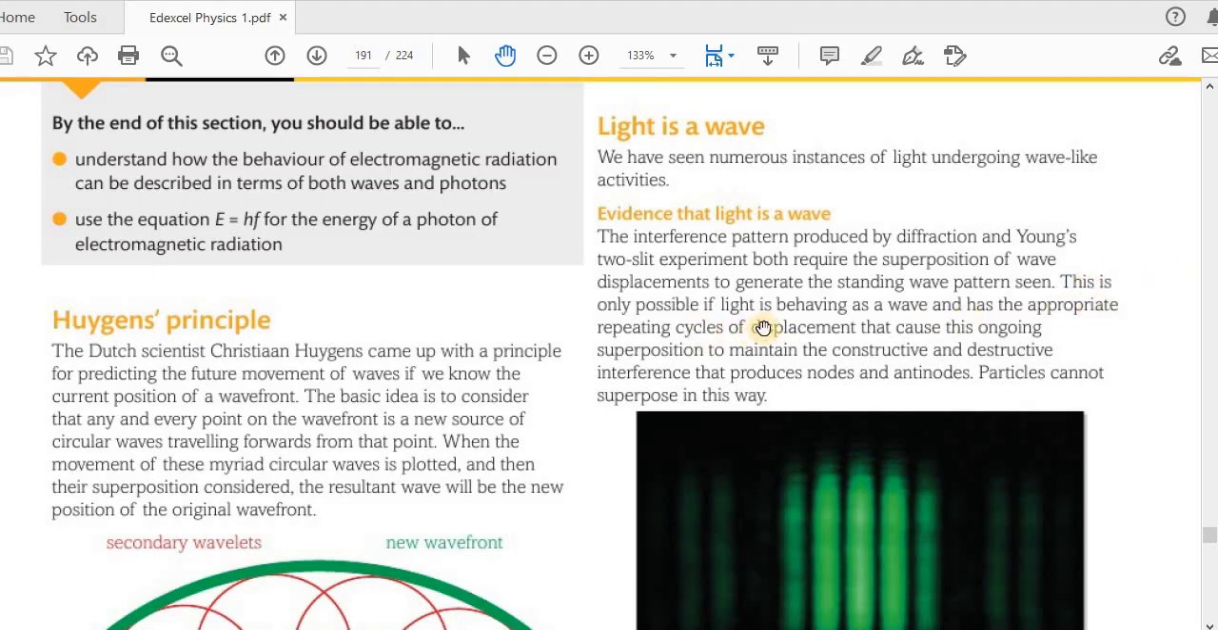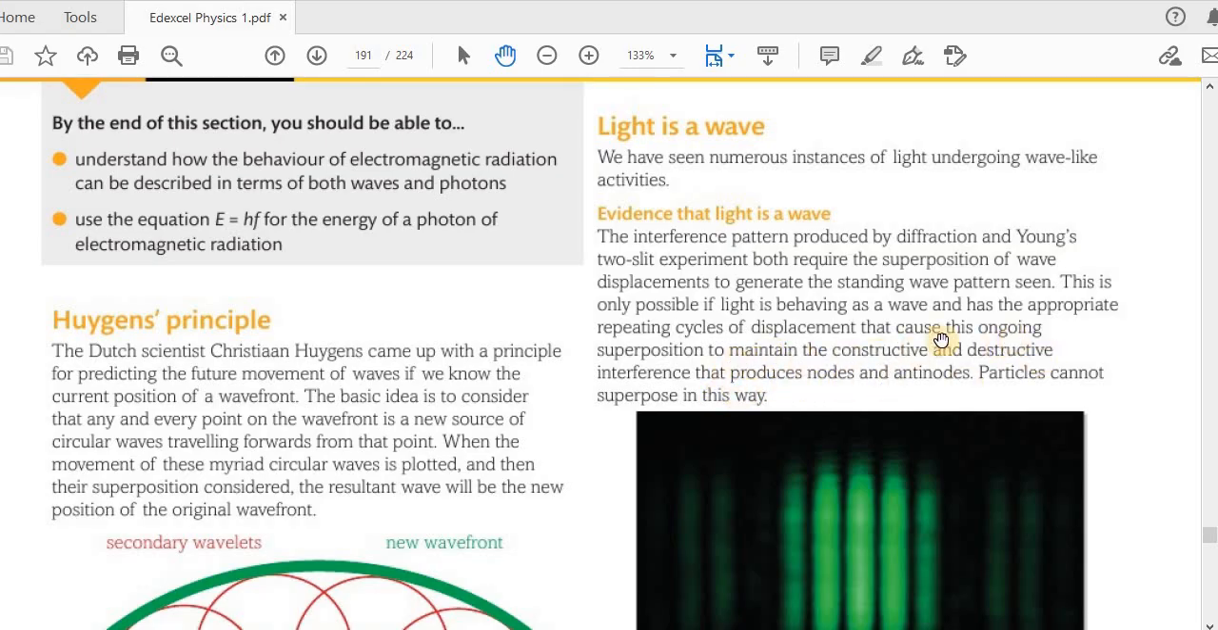All right, this is only possible if light is behaving as a wave that has appropriate repeating cycles of displacement that cause this ongoing superposition to maintain the constructive and destructive interference. So when superposition happens, that is when, let's say, the crest and the trough come together, there is destructive interference at that point. If the crest and crest or trough and trough come together, we have constructive interference. So constructive interference produces the bright fringe, destructive interference produces a dark spot or a dark fringe.